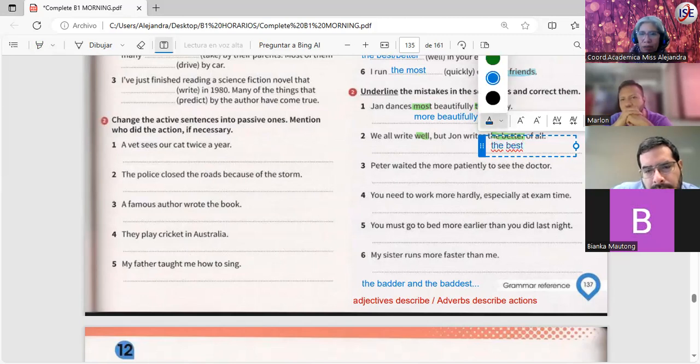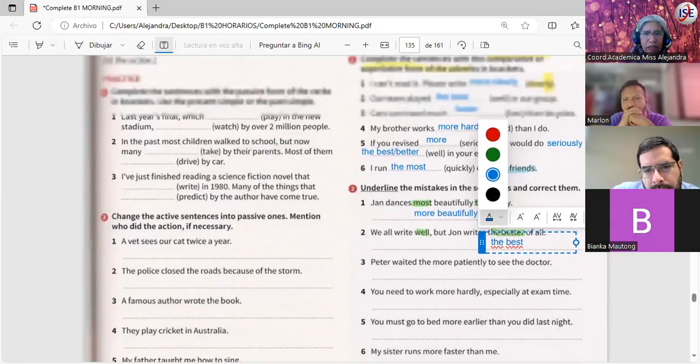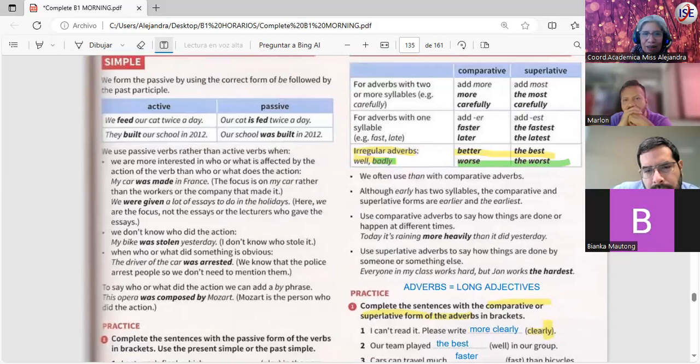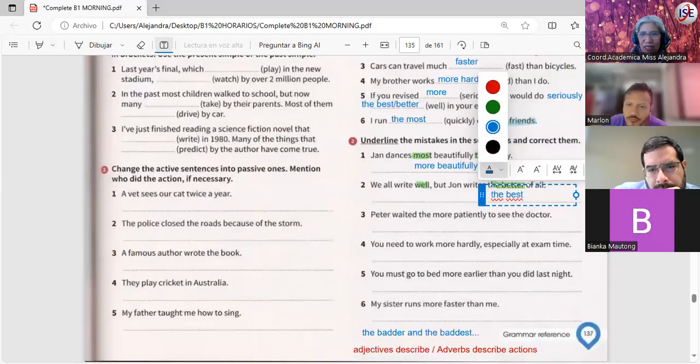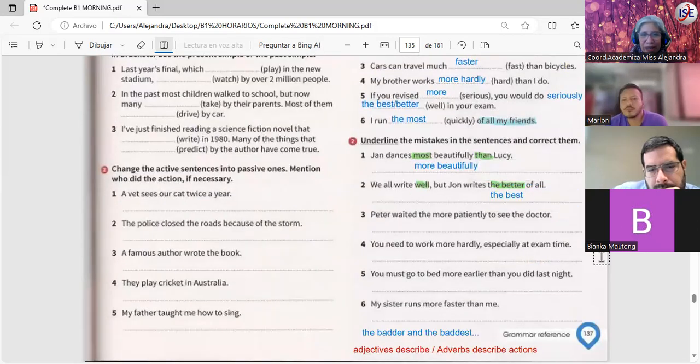Okay, and you say, wait, miss, but well is an adverb. It's not the most well. No, because as I remember, Marlon, up here, we have two irregular adverbs, well and badly. For well, better, the best, and for badly, worse, the worst. Okay? It is an exception. So as usual, they have the trick. Bianca, can you speak? Or you still have problems with your internet? Okay. Bianca, what's the problem with number 3?